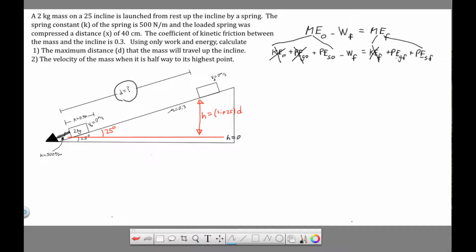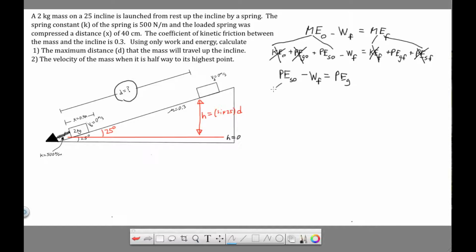Potential energy of gravity is present because the block is above the 0 point. And then potential energy of spring, we don't have it because there's just no spring up here. So what we have left is potential energy of spring initial, take away the work that friction does, and we're left with potential of gravity.